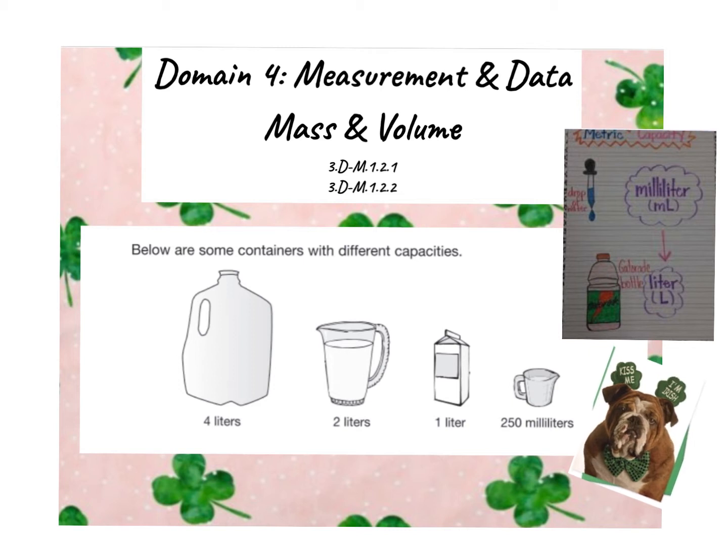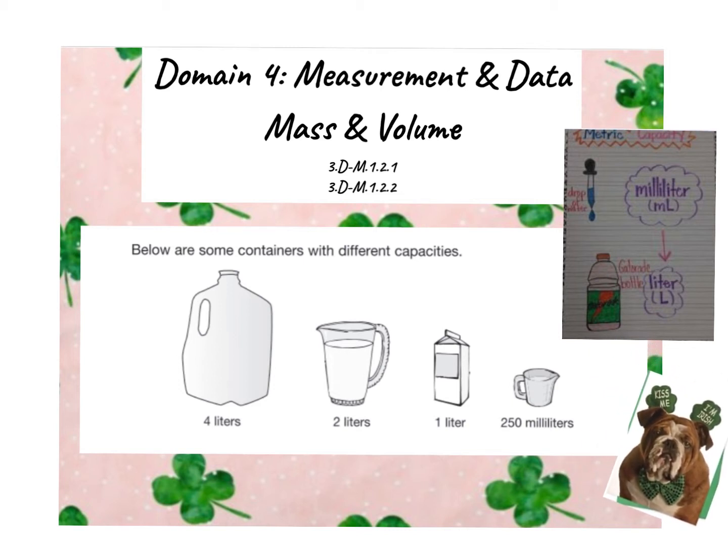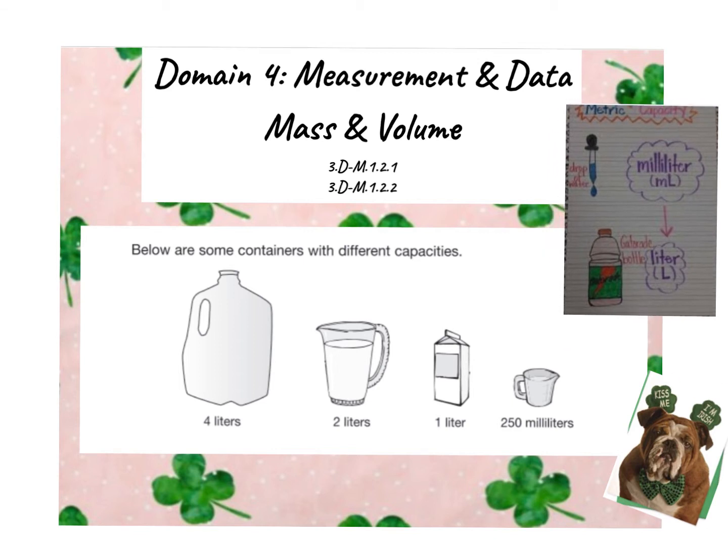We're going to be talking today a little bit more about volume and capacity, okay? So we're going to be focused on milliliters and liters. 1 liter equals 1,000 milliliters. You can think of a milliliter as a little drop from an eyedropper, and you can also think of a liter as a Gatorade bottle. So this is what 4 liters would look like. 2 liters, 1 liter like a milk carton, and then 250 milliliters as well.